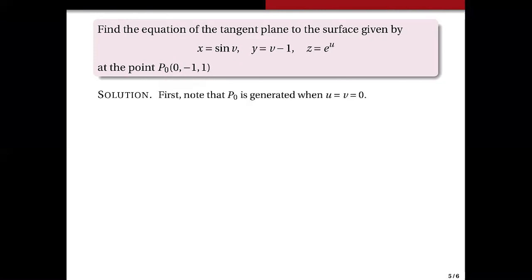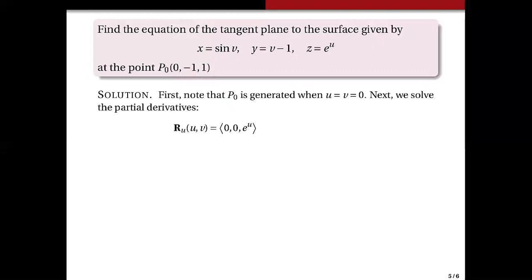So let's do that. First, the point P naught is generated when u equals v equals 0. So when u equals 0, v equals 0, sine 0 is equal to 0. Y equals 0 minus 1, that's -1. Z equals e to the 0, and that's +1. So we solve for the partial derivatives with respect to u and with respect to v.